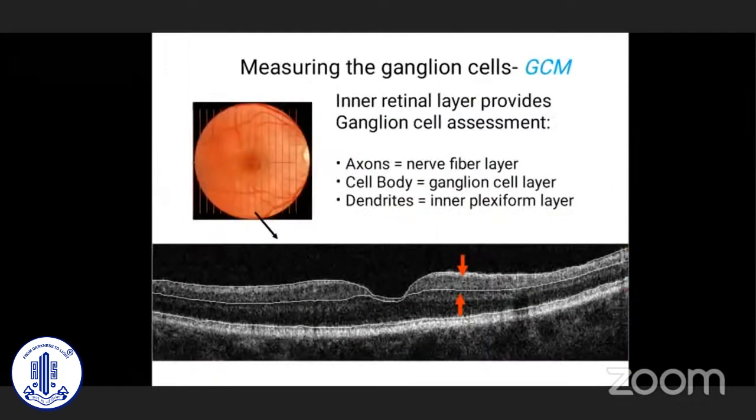So ganglion cells actually are in the inner retinal complex, which are shown by the 2 red arrows, as you can see.